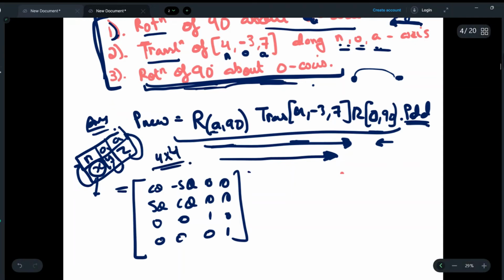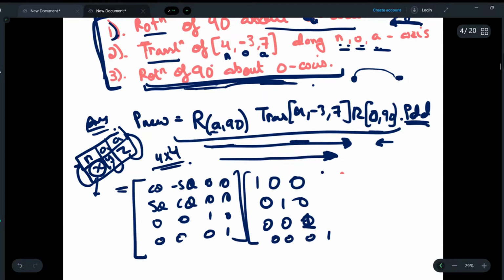Then similarly we will do the translation, that is 1 0 0 0, 1 0 0 0, 0 0 1, 0 0 0 1, and here we will write 4, minus 3 and 7. This is 1 over here, and then we will write the translation part for O. Remember that the matrix that will be used will be similar to Y.